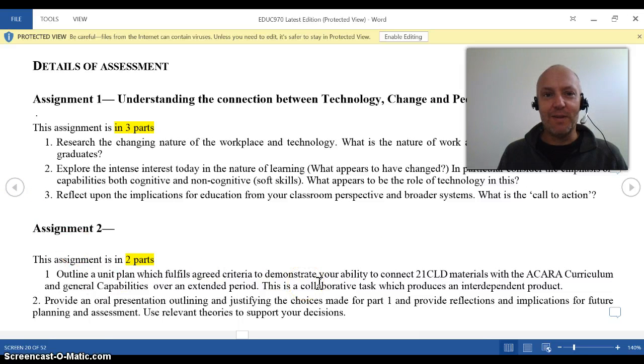Let's be clear on that one again. I don't want us to be confused. If you're going to be creating a 5-lesson plan using the template by yourself, that's absolutely fine. If you're working with somebody else, and this is going to be a piece of work created by 2 people, interdependent, then I would expect the product to be greater in detail and greater in its period of time. It might be that it's across a couple of curriculum areas. It might be that it represents about 10 lessons worth of work. So there would be an added complexity about it. And then the second part is providing an oral presentation outlining and justifying the choices that you've made, reflections and implications for future planning and assessment.